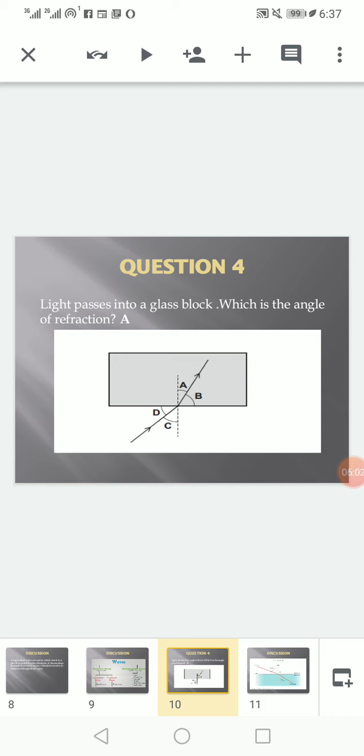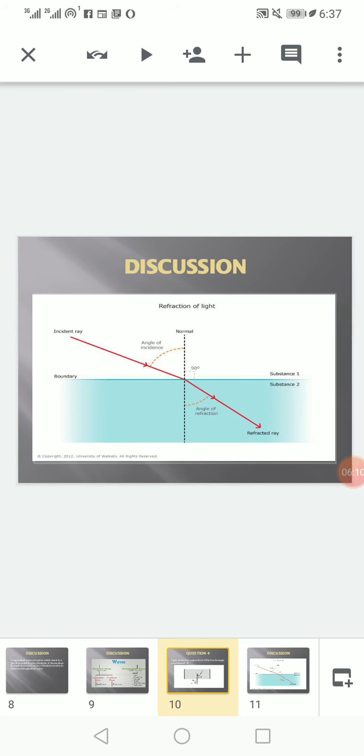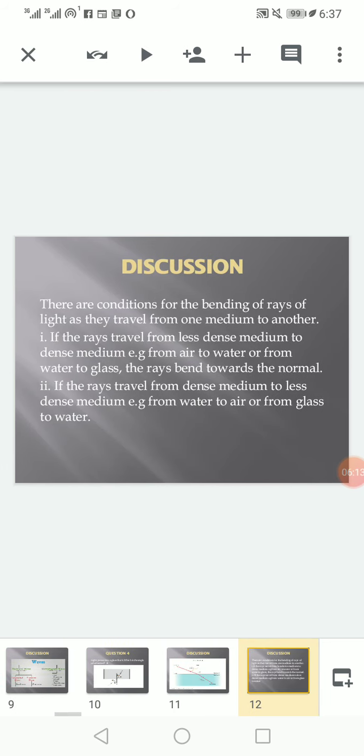I also want you to study this diagram as many times as possible until you have a good understanding of the question. This also explains that there are conditions for bending of a ray of light as it travels from one medium to another. Number one is that light travels from a less dense medium to a denser medium. These are one of the conditions in which refraction can take place.